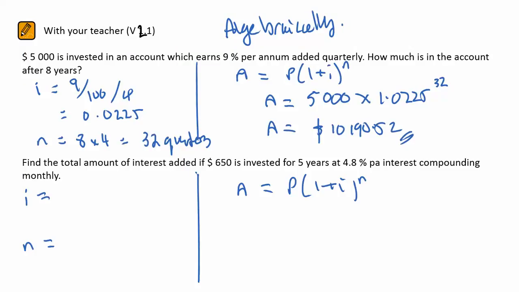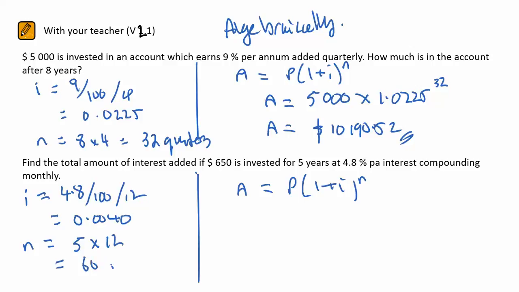In the second problem, same process, but in this case, monthly. Whatever I divide by for the interest rate, we multiply to get the number of periods. So in other words, this interest is compounding every month, growing every month.